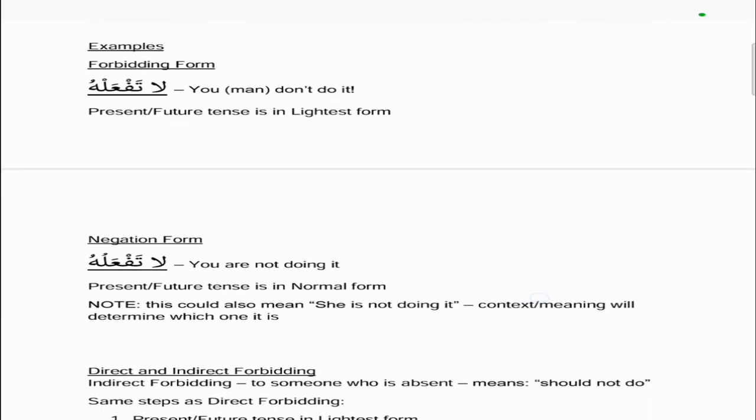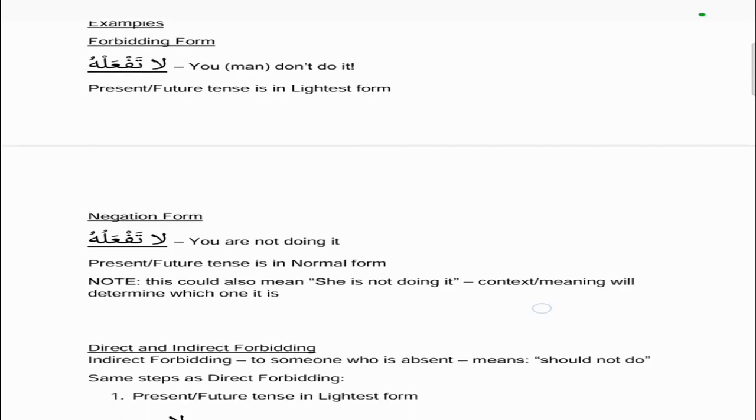So if we're talking about forbidding form, we said la taf'al. So you, meaning man, don't do it. And if you notice, the present tense is in the lightest form because it's taf'al. Because the normal version is taf'alu, and the light version, we replace it with a fatha, is taf'ala, and the lightest version is taf'al. So because this is the lightest version with the la in front of it, we know that this is actually forbidding. So the meaning would be, you man, don't do it.